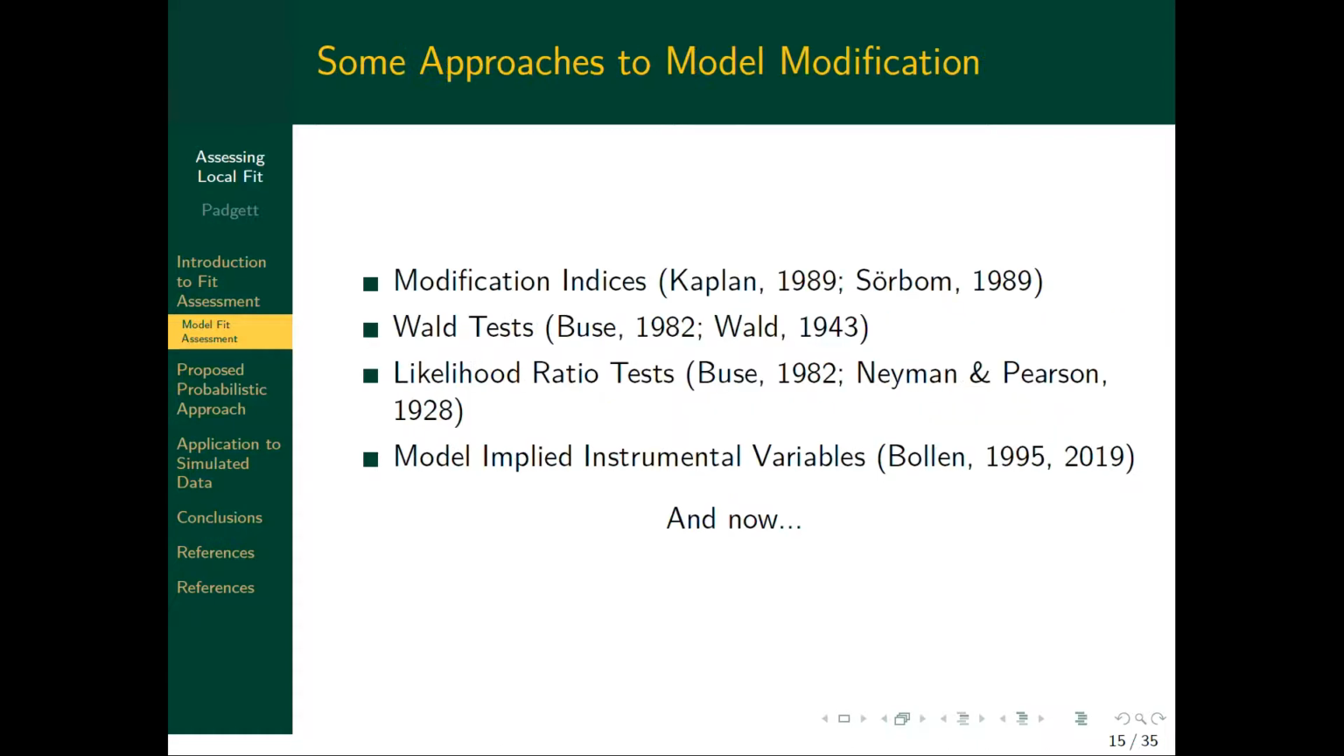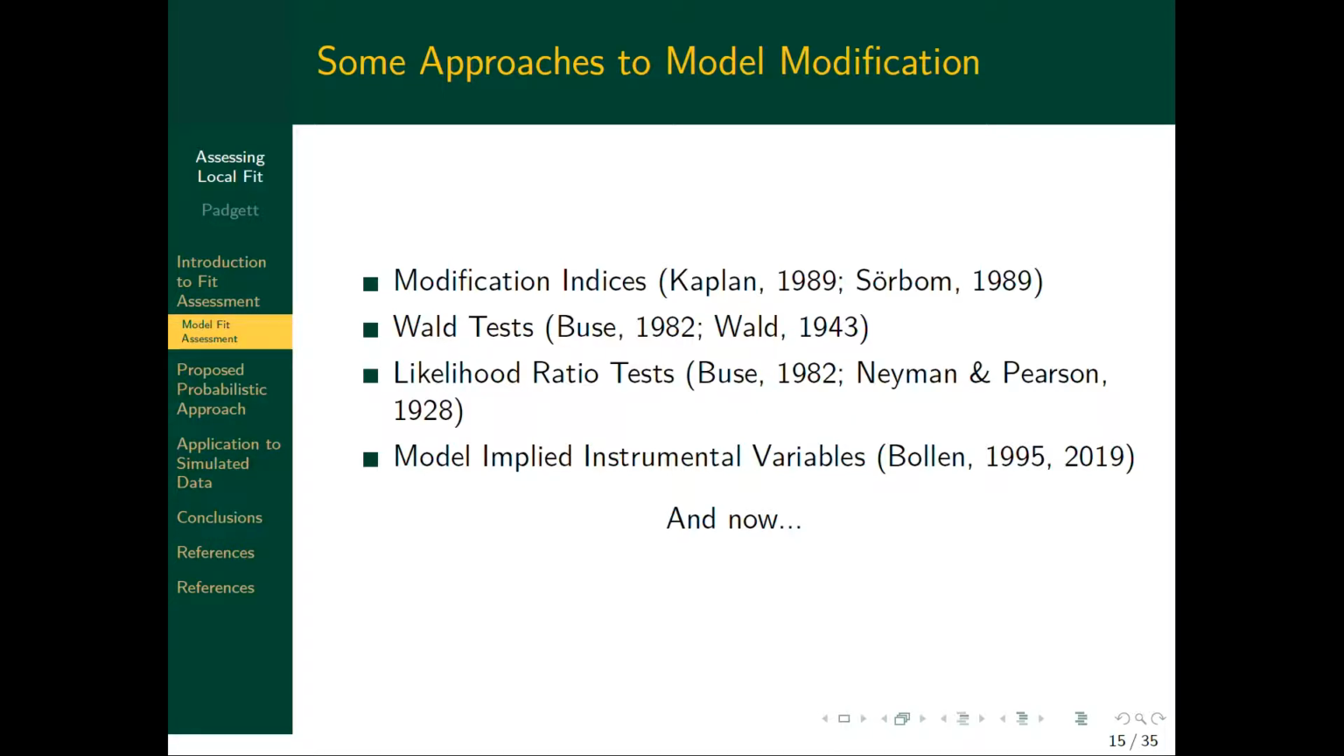So different ways of trying to approach modifying our model are modification indices, Wald tests, likelihood ratio tests, and instrumental variables. And so each of these different approaches have shortcomings, and they have similarities as well. And so one of the difficulties, especially with methods such as modification indices, which are very common, is that they often give contradictory information about what changes need to be made. So that is kind of what we want to start to avoid.